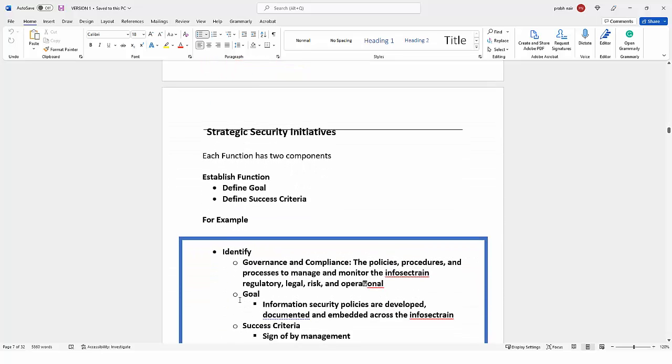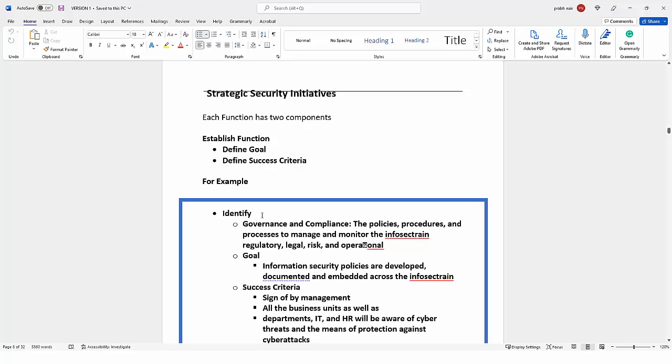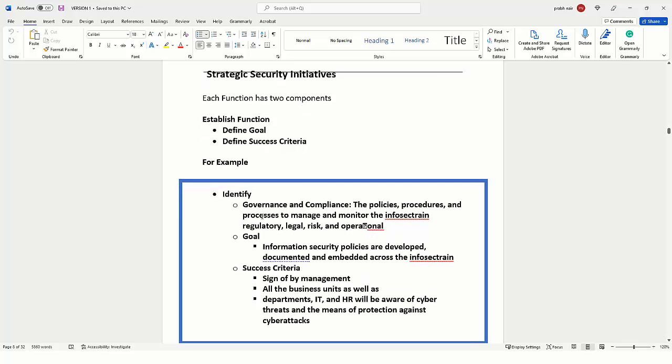And now we're going to discuss the initiatives. So I have taken one sample here. When we're talking about the security strategy, security initiatives, I have taken one example called identify. One of the requirements is governance and compliance. So what is my strategy? The policy, procedure and process to manage and monitor information security and regulatory, legal, risk and operational requirements. That is the intent. What is the goal? Information security policies are developed, documented, and embedded across the organization.